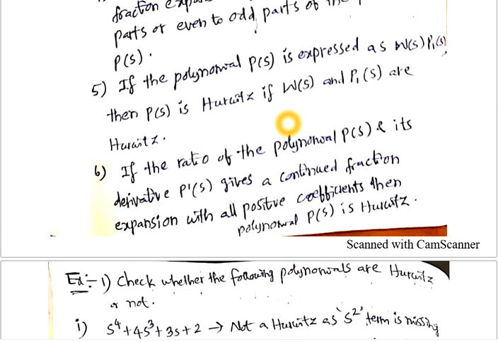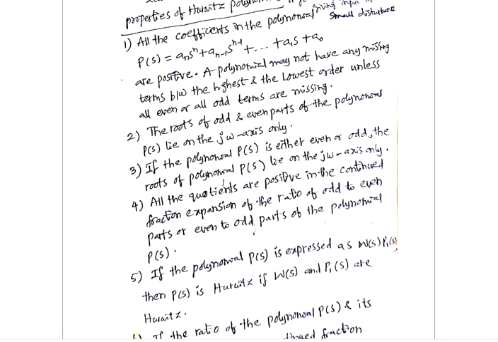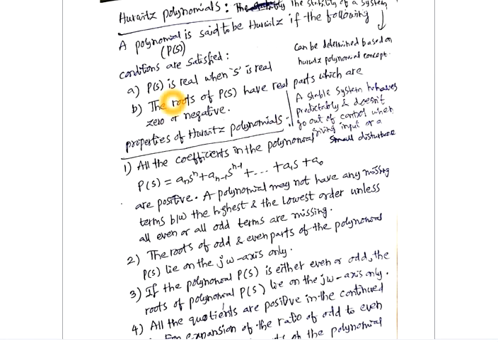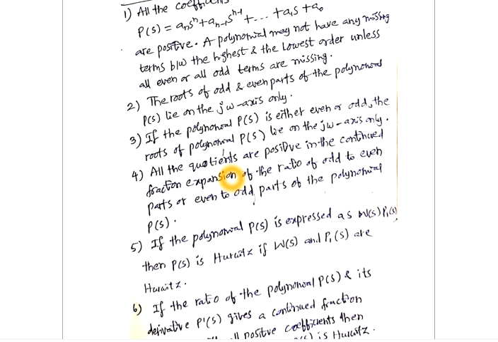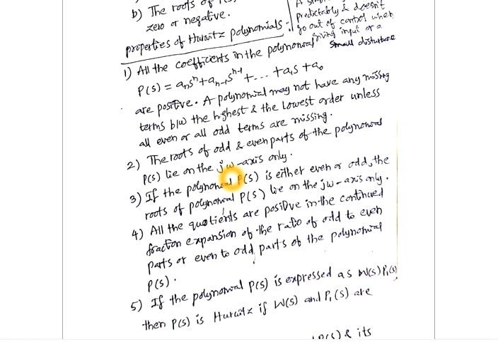So there are six properties. Basically it is defined with two conditions. To satisfy these conditions, all these properties should be satisfied. When we solve problems, it will be very clear.